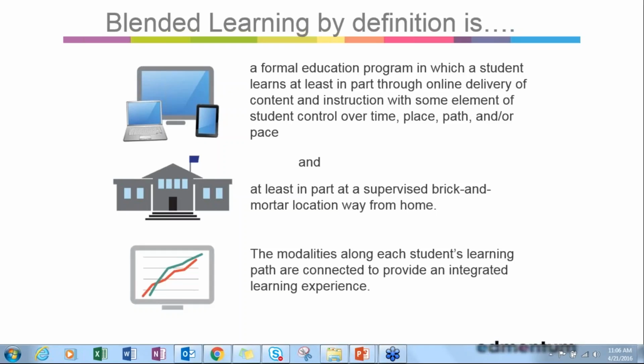So I think this definition really gives you a solid framework or a big overview of exactly what blended learning is. And I think you're starting to see how blended learning just goes beyond the one-to-one, right? It goes beyond the technology in the classroom. It really gives that student control over this entire aspect of moving forward in their learning environment.